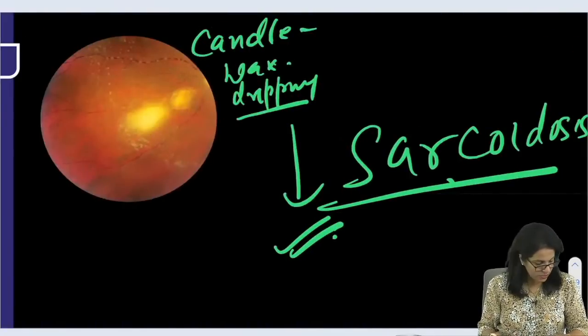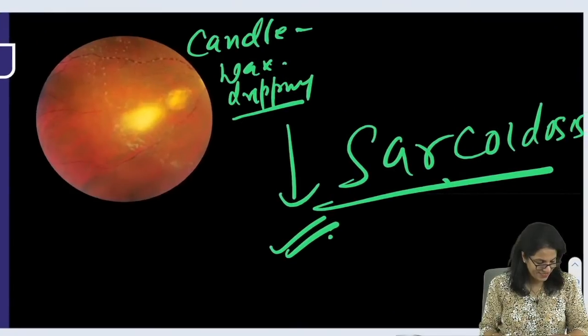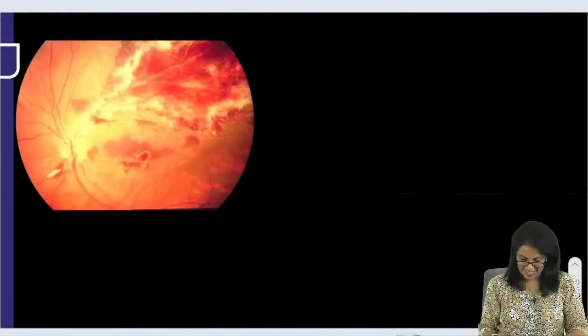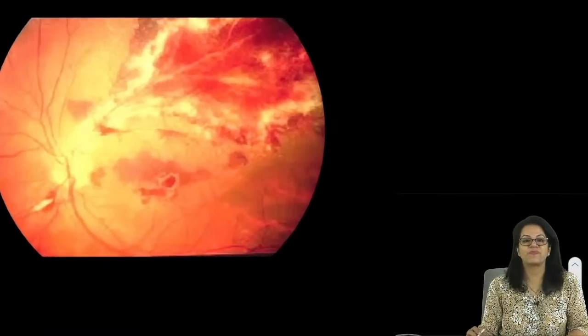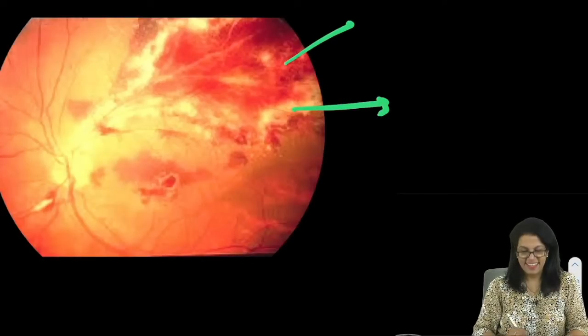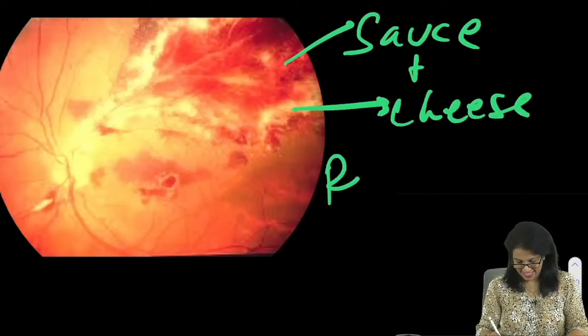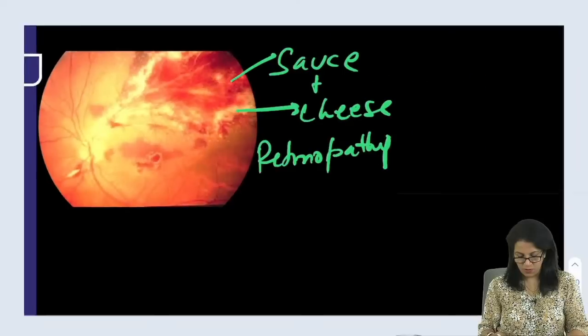Any branch retinal vein occlusion or segmental will not look like this. If you think a little, isn't it? Yes, very good. MS. What are you now looking at? Again, a very important slide where I see hemorrhage, I see necrosis. So, this becomes the sauce, this becomes the cheese. Sauce and cheese retinopathy. So, this is what is sauce and cheese retinopathy.